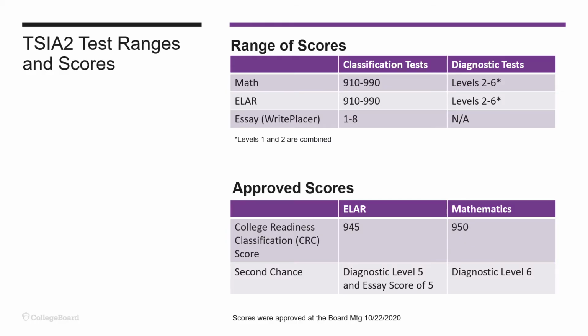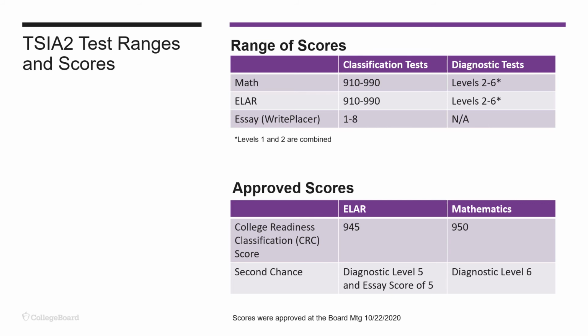The first chart explains the range of scores for the CRC tests between 910 and 990 and diagnostic levels between 2 and 6. The score range on the CRC of 910 to 990 was purposefully set to a different range than the current version to avoid confusion and help advisors and educators easily differentiate between the two TSI versions. Remember, test scores are valid for 5 years from the date of testing for both TSIA1 and TSIA2.